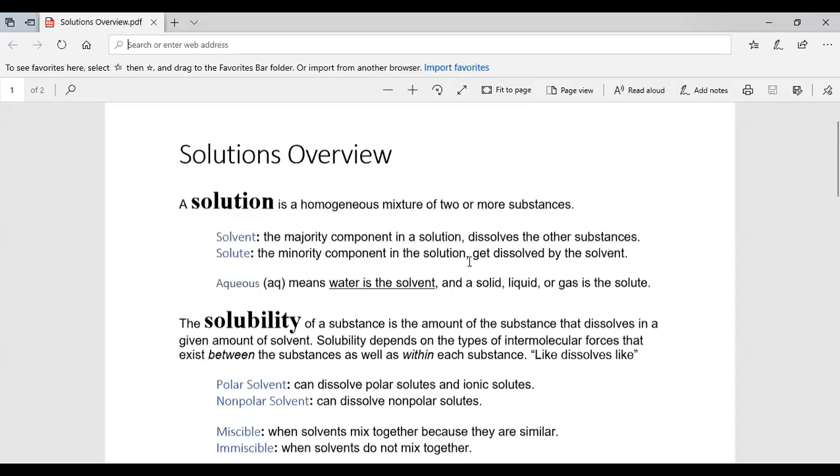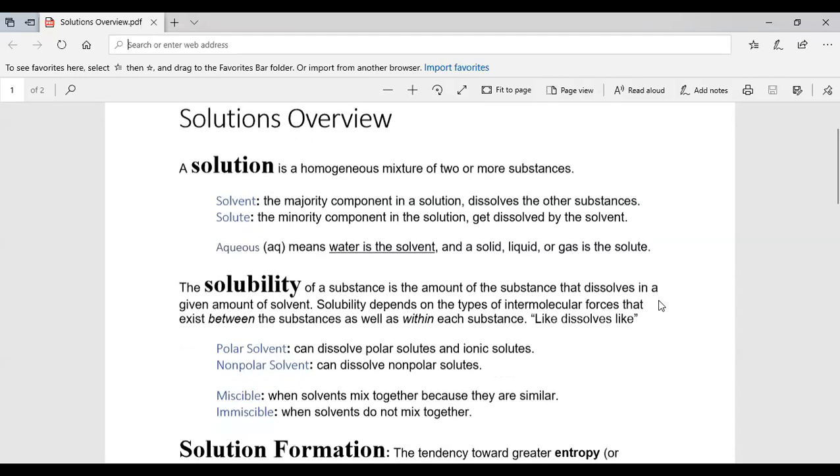When a solution has water as the solvent, it's called aqueous, and it can have solid, liquid, or gas as the solute dissolved in water. First, we'll talk about solutions in a qualitative sense, where solubility of a substance is the amount of substance that dissolves in a given amount of solvent, and it can depend on the intermolecular forces that we just learned about, where the main thing to remember is the idea that like dissolves like.